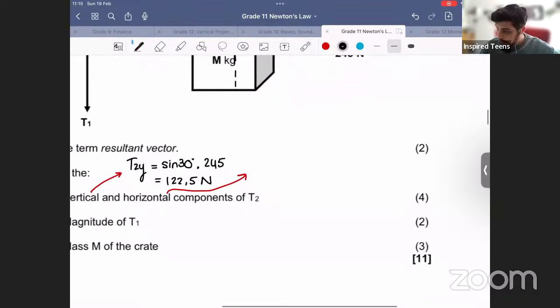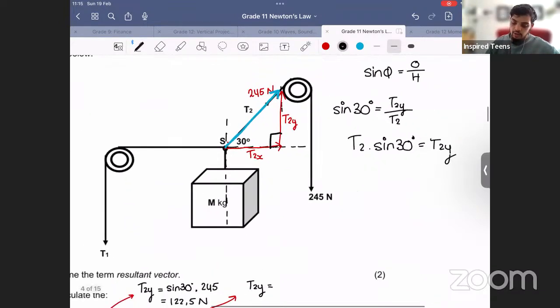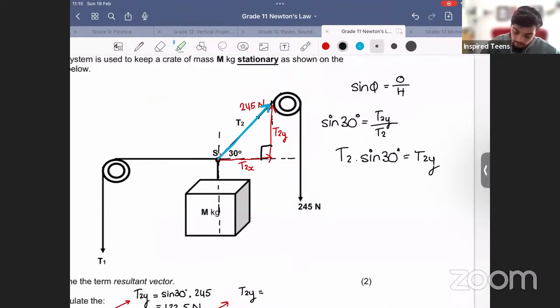The horizontal component, T2x. Somebody tell me an equation to calculate the horizontal component. Remember, this is the horizontal guy. We have to express it in terms of our little triangle.